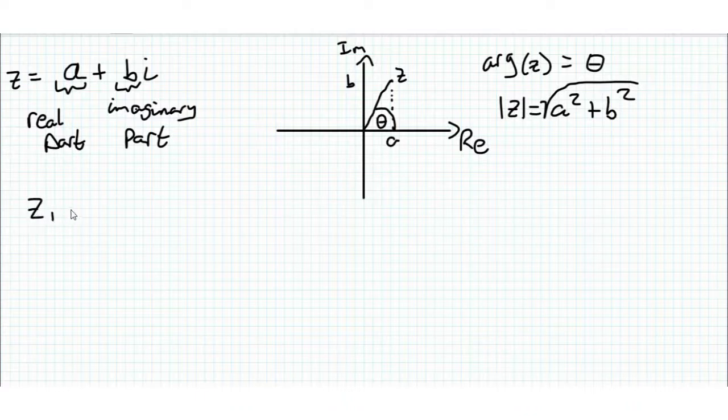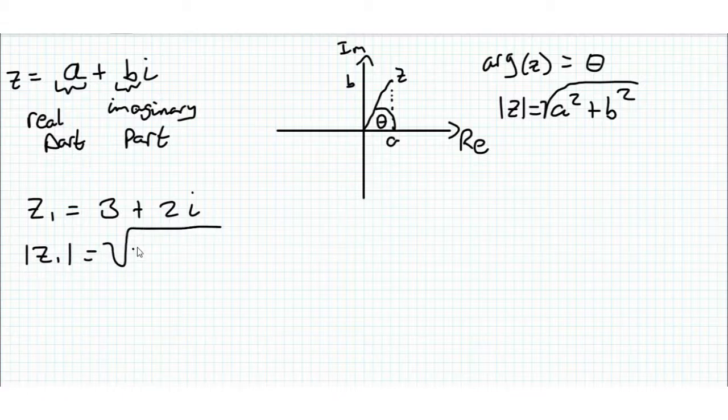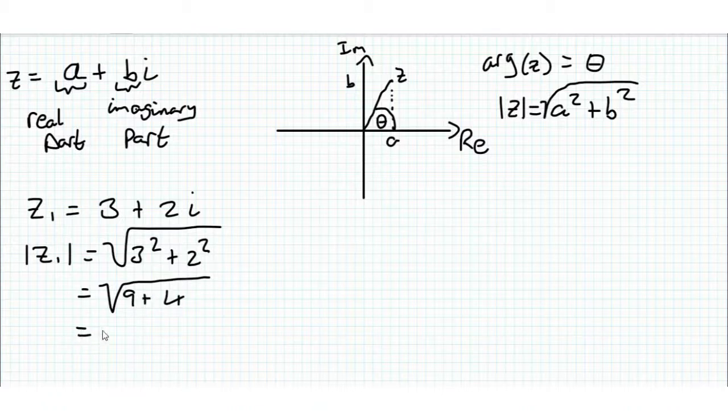Okay, now let's look at some examples. Let's take z1 is equal to 3 plus 2i. So the modulus of z1 is equal to the square root of 3 squared plus 2 squared, and that is equal to the square root of 9 plus 4, that's equal to the square root of 13.